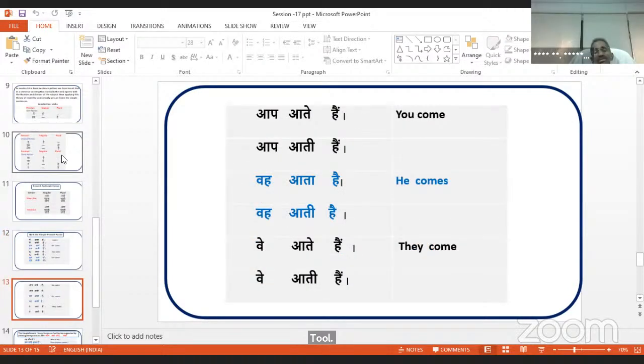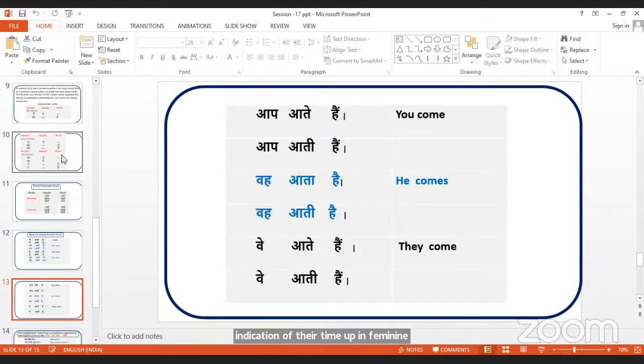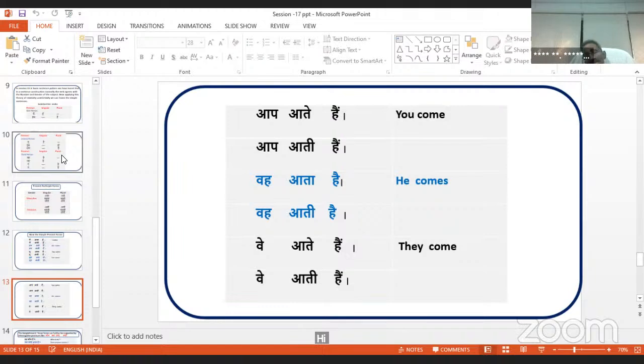Now we will go for आप. आप always is an honorific plural. So it is always in plural form. So in masculine, ते हैं is the indication. आप आते हैं. आप in feminine, आप आती हैं.